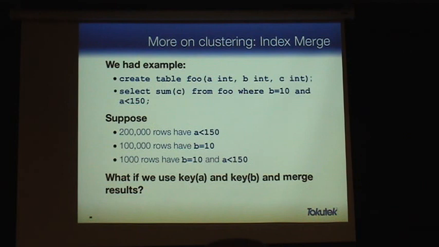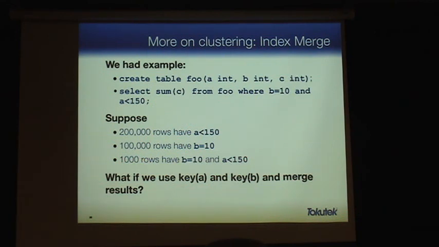Now let's go back to a query plan that I was talking about in the first rule. You might remember we had this query, select some C from foo where B is equal to 10 and A is less than 150, and we had 200,000 rows where A is less than 150, and 100,000 rows where B is equal to 10, and 1,000 rows where both are true.